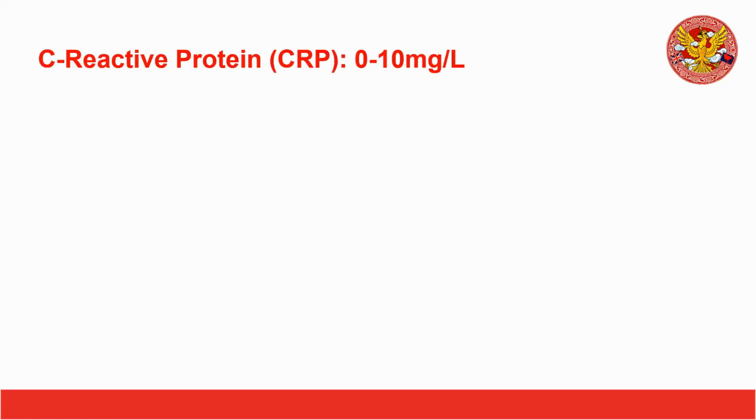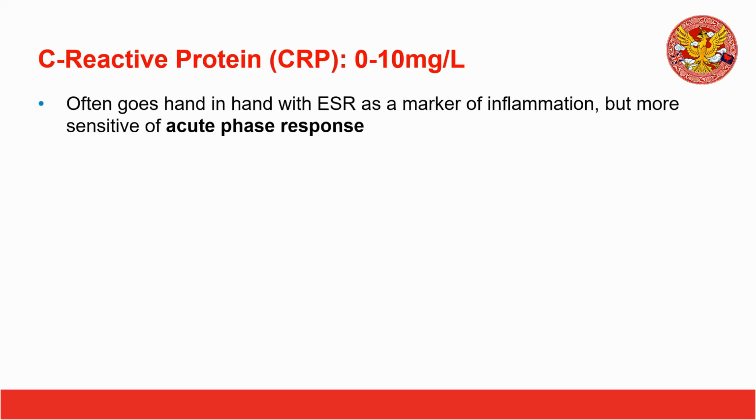Okay, C-reactive protein, actually this goes hand in hand with ESR as a marker of inflammation, but it's actually more sensitive and more accurate because it measures the state of inflammation at a particular time, whereas ESR stays at a certain level for a while. So it increases slowly and decreases slowly, whereas C-reactive protein increases quickly and decreases quickly, being more reflective of the state of the body.